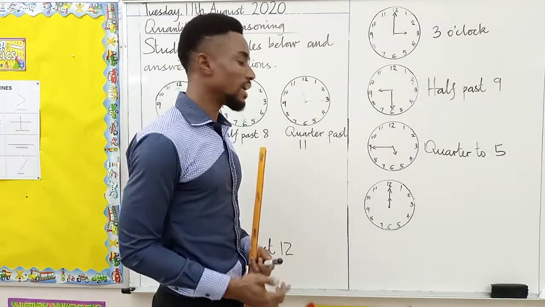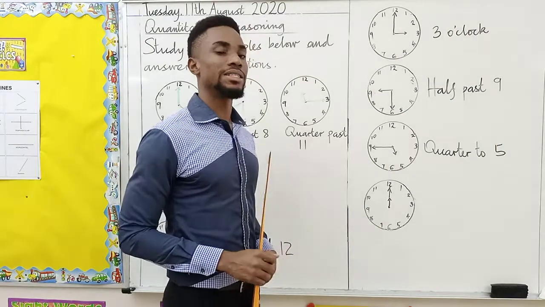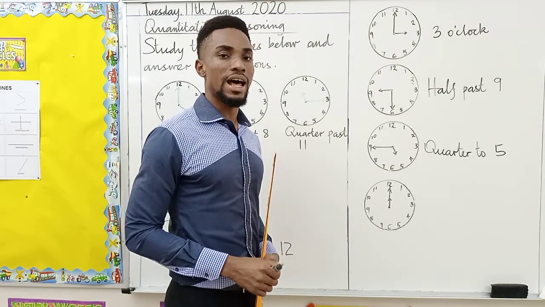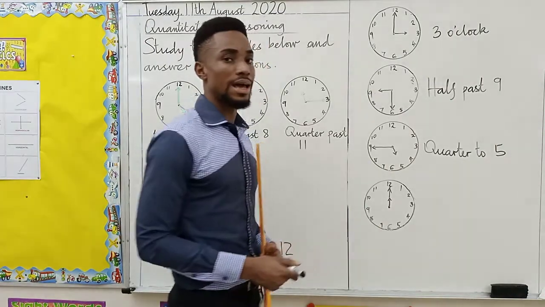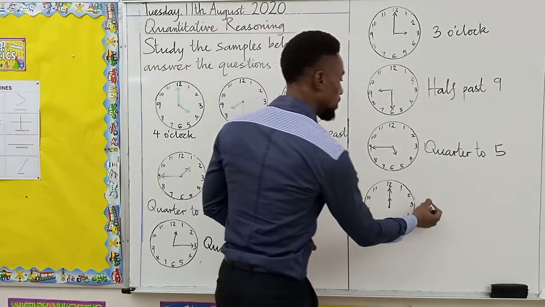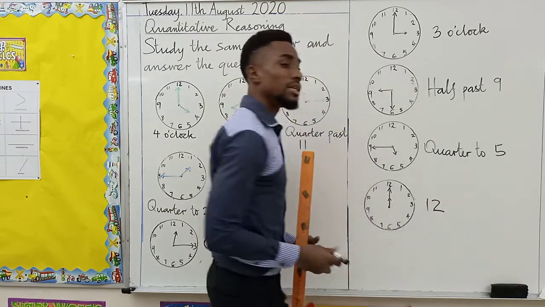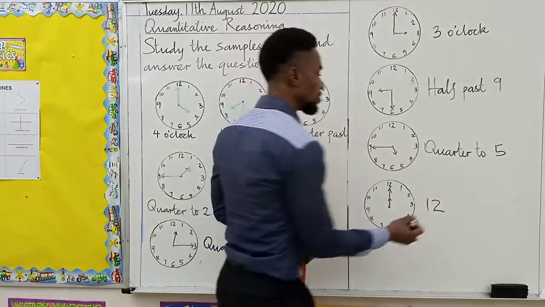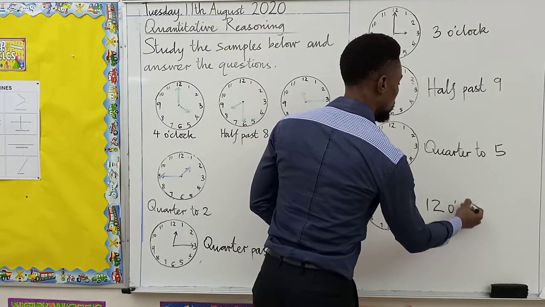And then finally here, we have the hour hand and the minute hand pointed at 12. So it's going to be an o'clock. Since the hour hand is pointing to 12, it's going to be 12. Since the minute hand is pointing at 12, it's going to be o'clock.